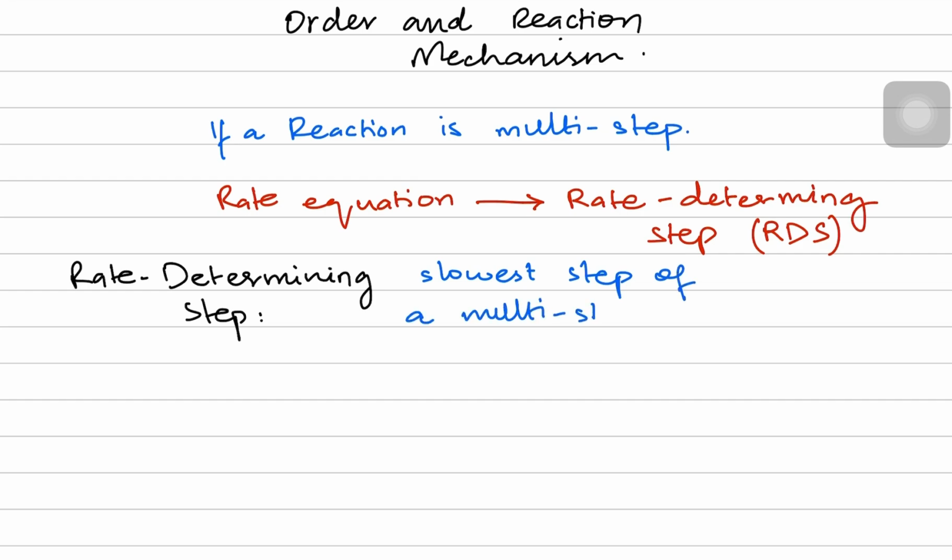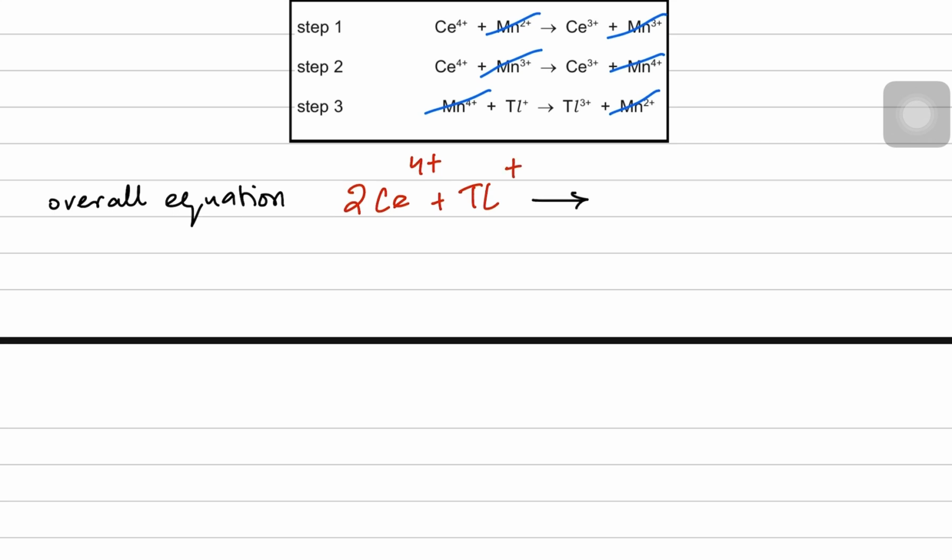It can be step 1, it can be step 2, it can be step 3 of those reactions, but it is only one of them and it's the slowest step, and rate equation is only written for them. Like, consider these 3 steps for a reaction. The overall equation can be written by cancelling out same things from both sides. So when I cancel multiple ions, my overall equation can be written very simply. I will just write 2 Ce4+ ions and 1 Tl+ ion to give me 2 ions of Ce3+ and 1 single ion of Tl3+. All the other ions got cancelled out.